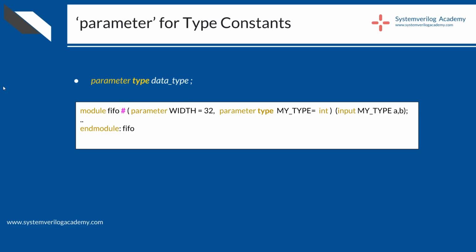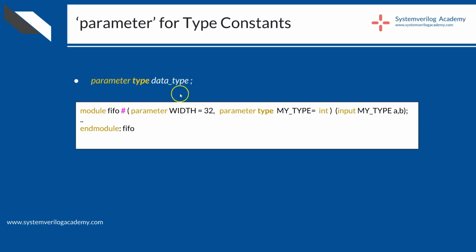The parameter keyword for defining type constants. You have seen the usage of parameter keyword to define a value parameter. The same can be used to define a data type parameter as well. Here the parameter constant will be a data type, allowing modules, interfaces, or programs to have ports and data objects whose type is set for each instance.